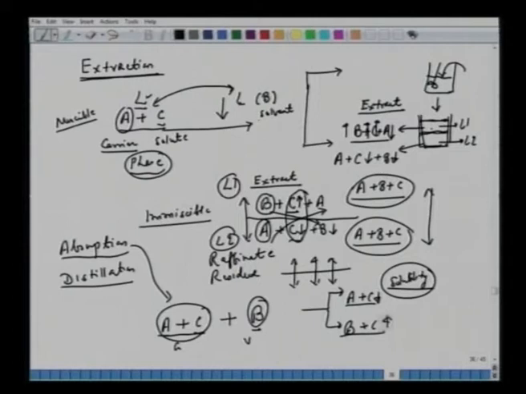You're adding a solvent to a liquid, one liquid to another liquid, to have a separation between two different types of liquid, but both of them, L1 and L2, contain A, B, C. All right, it's a very popular unit operation used in several industrial applications. So this is the introduction for extraction.